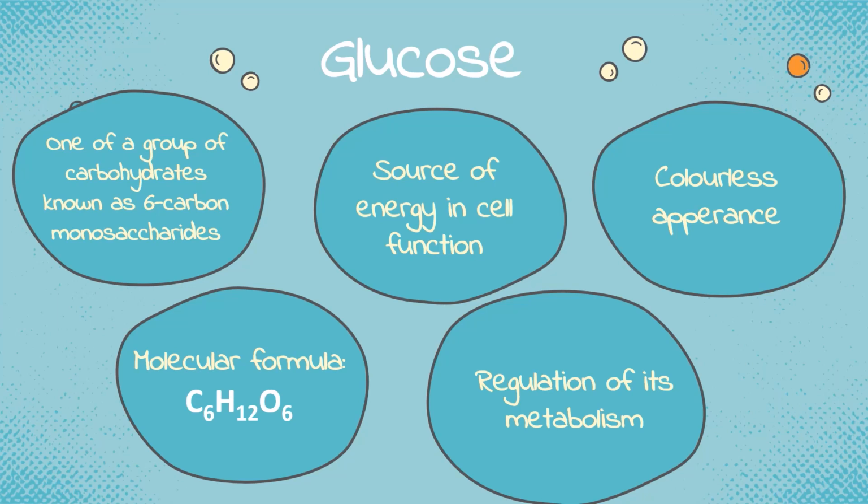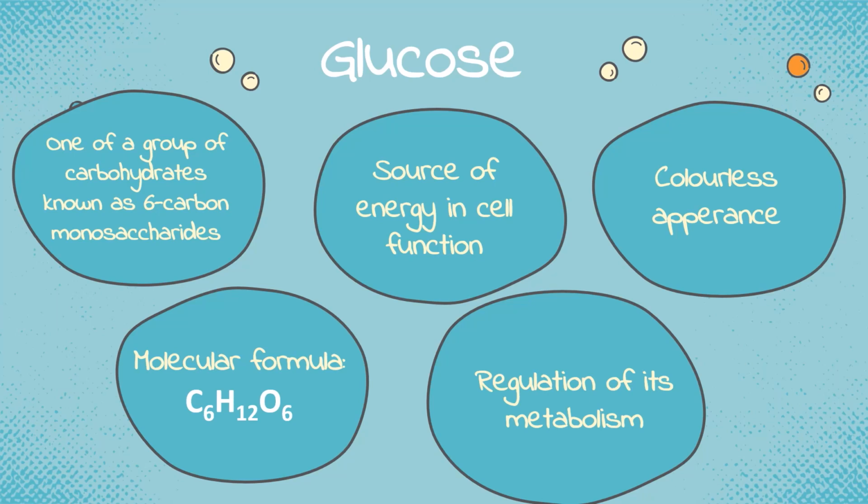Glucose is one of a group of carbohydrates known as 6-carbon monosaccharides, which cannot be further hydrolyzed. The molecular formula of glucose is C6H12O6. It is the source of energy in cell function, and the regulation of its metabolism has great importance in fermentation and in gluconeogenesis. However, the presence of glucose is difficult to identify because of its colorless appearance.